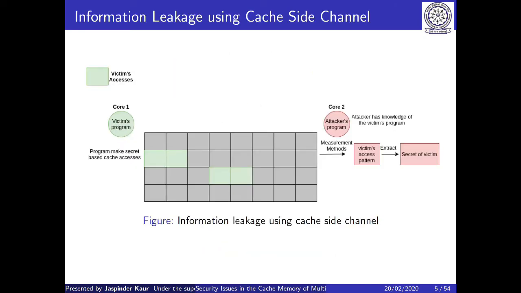Now, based on this information, we'll try to understand the cache side channel attack again. When I explained the cache side channel attack, I said that if the attacker knows the access pattern of the victim, then it can steal the key. How can it know the access pattern? The attacker can know the access pattern based on a measuring technique. And what are the measuring techniques that I have explained today? Prime probe and flush reload.